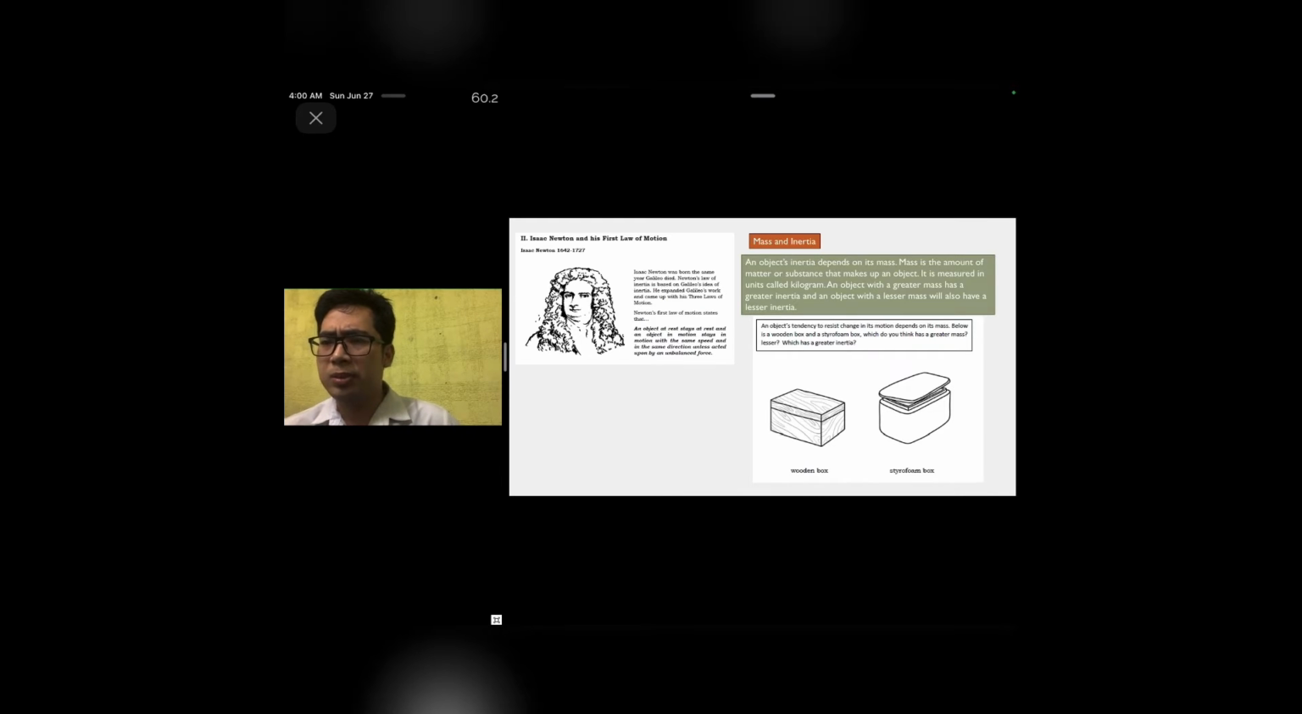Sino kaya dito mas may greater mass? According to sa picture, makikita natin wooden box and styrofoam. So, as we understand this sentence, mas mabigat si wooden box compared to styrofoam. So therefore, box with a greater mass also have greater inertia. While the styrofoam box, makakompare natin siya, magaan siya. So therefore, it has a lesser inertia.